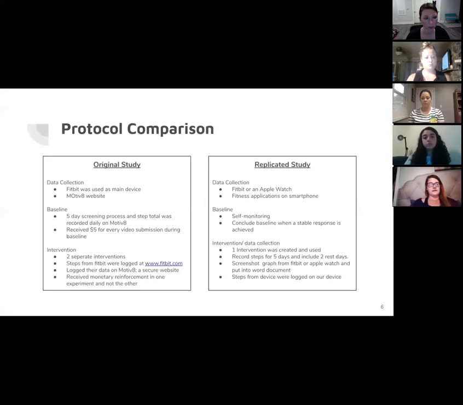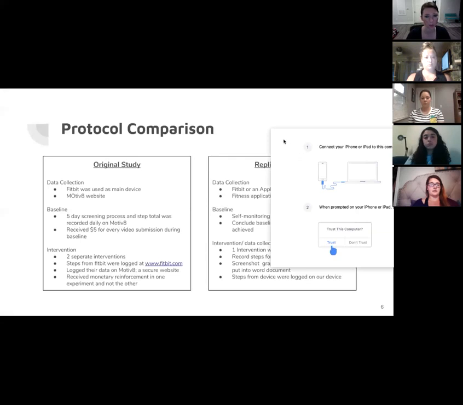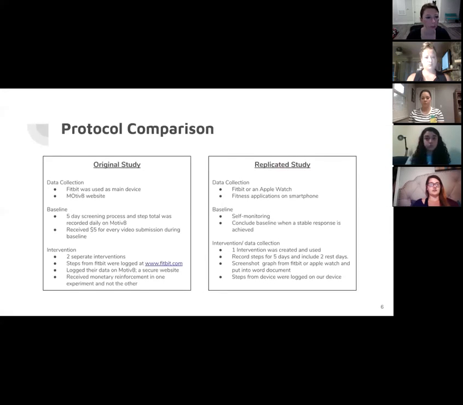The original study's baseline was collected within a 5-day screening window, and the data was recorded on the Motive8 app. For every video submission of the results, they received $5, which would be motivating in itself. While that is an awesome incentive, it wasn't exactly doable for this project since we were all located in different areas. So for the replicated study, we decided to use a self-monitoring system, and then we moved to the next phase if there was a stable response.